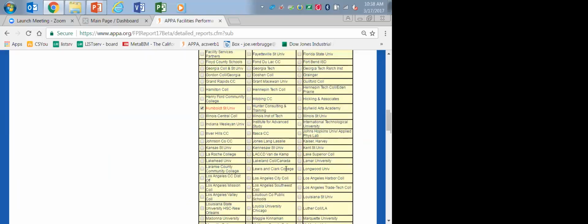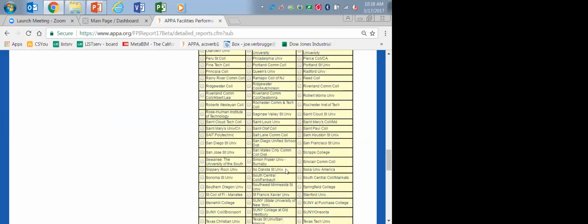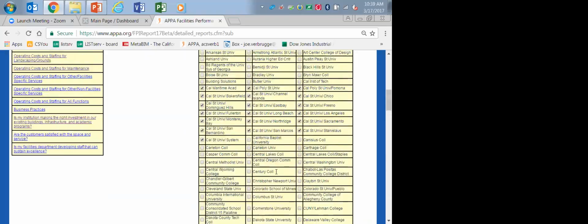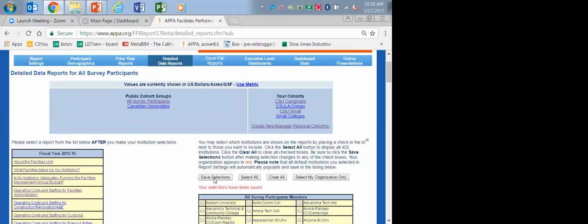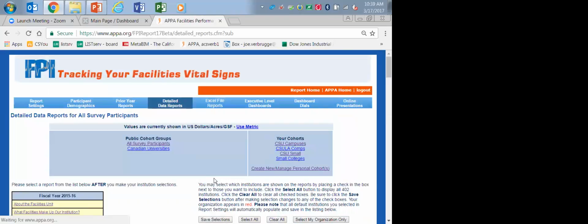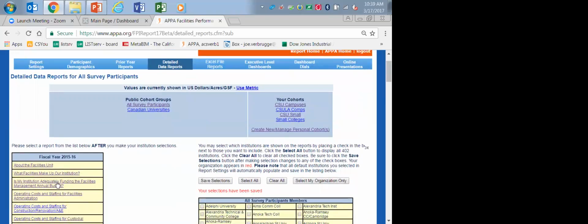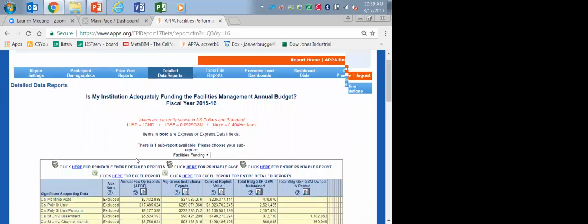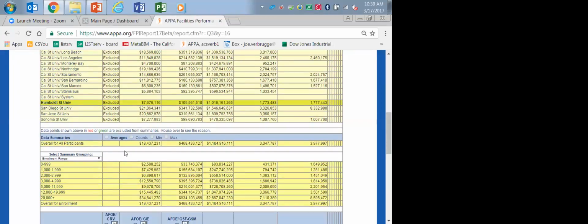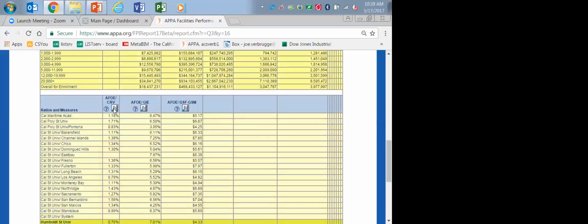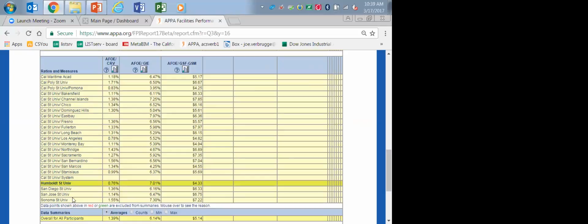Rob, where's the other ones? I got Humboldt. Humboldt, go down to the S's, start at San Diego, San Marcos, San Jose, and then Sonoma will be a little bit separate. There it is. All right, I think that should be all 23. Save that selection. And then run an example report. So that was a quick example of how to create a cohort of campuses that you want to look at. We just happen to select all CSU campuses for this.